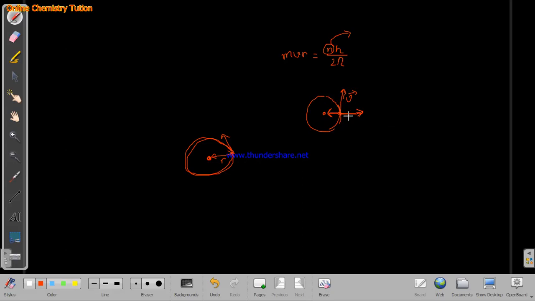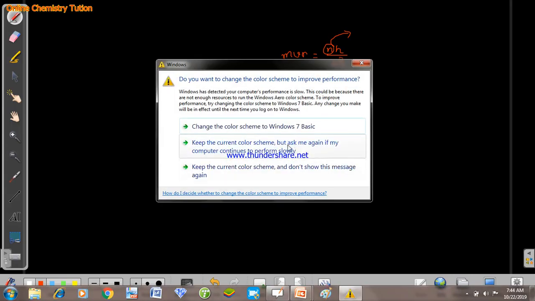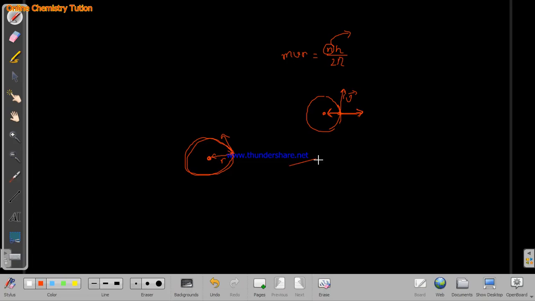Now what is the value of the centrifugal force and what is the value of the centripetal force? The centripetal force here, as these two are charged particles: if the atomic number of the atom is Z, and we know that the charge of the proton is plus e, so the total charge of the nucleus is Ze and the charge of the electron is minus e. The distance, that is the radius of that circular orbit, is r.